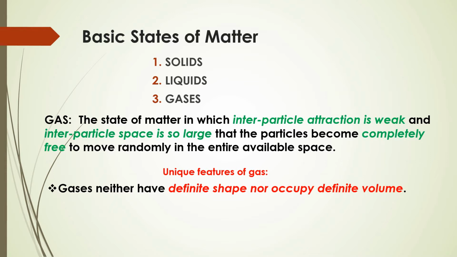Now, gas neither has a definite shape nor occupies a definite volume. Like solids, they have definite shape and they also occupy definite volume. If we talk about liquids, liquids do not have definite shape, but they definitely have a definite volume. They have fixed volume. Whereas gases neither have definite shape nor occupy definite volume.